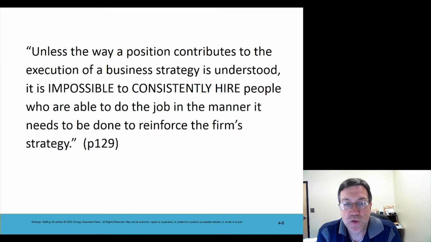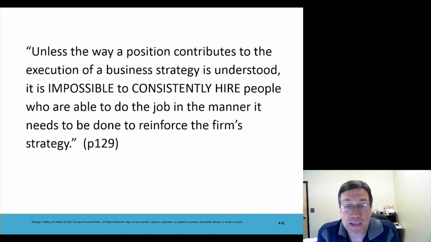There's a quote on page 129. It's in the bottom paragraph if you're looking at that page. And it says this: unless the way that a position contributes to the execution of a business strategy is understood. In other words, if we don't really have a good idea of how this job fits into what we're trying to accomplish in our company, if we know that our company exists to sell these things or to provide this service, and we understand what the strategy is to accomplish that, if we can't figure out how this job contributes to that, then it's going to be impossible to consistently hire the people who will do it in a way that's accomplishing that goal.